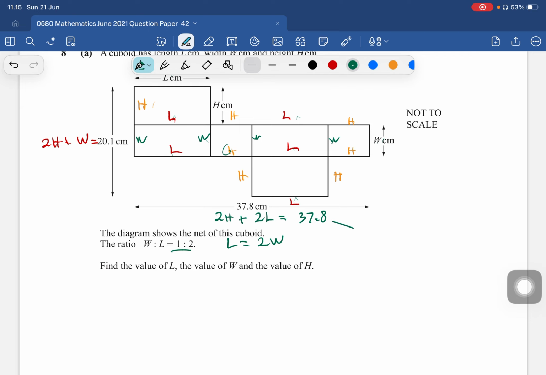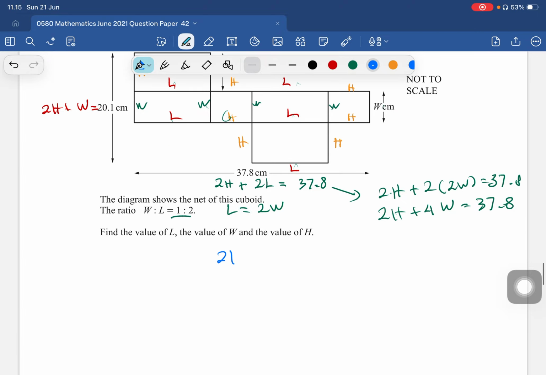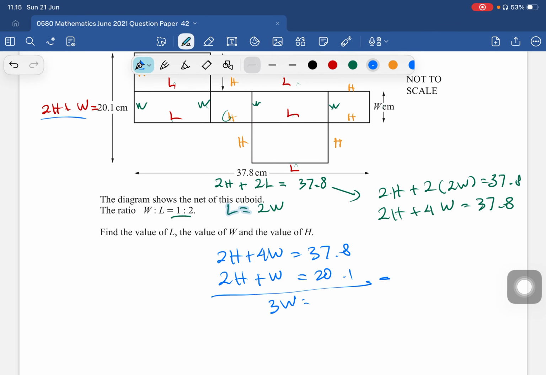Let us replace here. We got the equation 2H plus 2L. Let's substitute 2 times 2W equal to 37.8. So this is 2H plus 4W equal to 37.8. Okay, we got the equation. Here is 2H plus 4W equal to 37.8, and here is 2H plus W equal to 20.1. We can subtract it, get rid of H, so you got 3W. Here is 37.8.